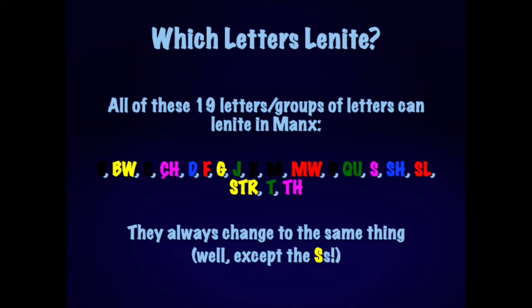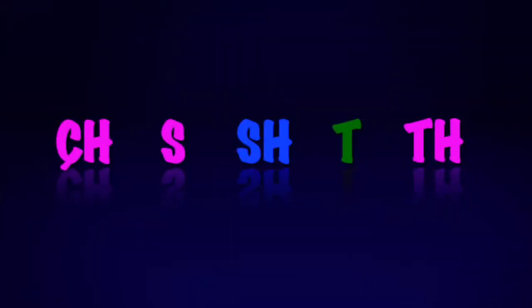So let's move on to CH, S, SHT, and TH. Now these all change in the same way. They all change to H. So we can see this in some words, chit, which means coming, and sai, which means sitting. So we've got two verbs here this time. We haven't got two nouns, we've got two verbs.